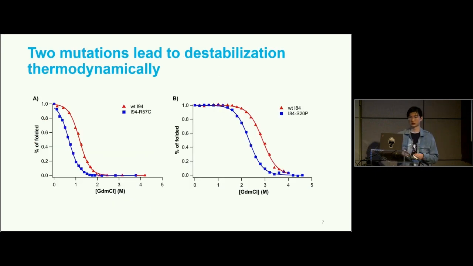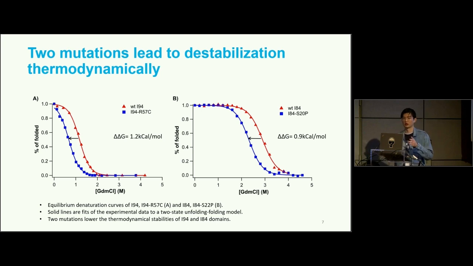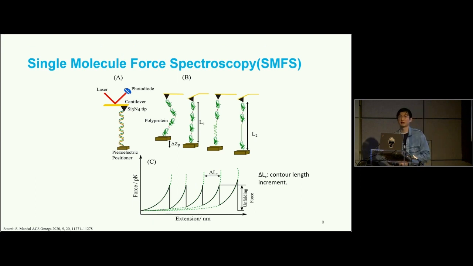Then here's the result. For example, for I-94, we can directly see a shift to the left in the curve, which gives us the delta G, the free energy, of 1.2 kilocalories per mole. The same result is also found in I-84, which gave a delta G of about 0.9 kilocalories per mole. Both results indicate that those 2 mutations lower the thermodynamic stability of the I-94 and I-84 domains. To study the mechanical stability of the protein domain, we use single molecule force spectroscopy.